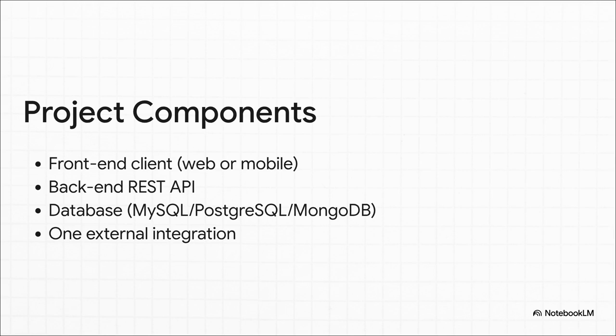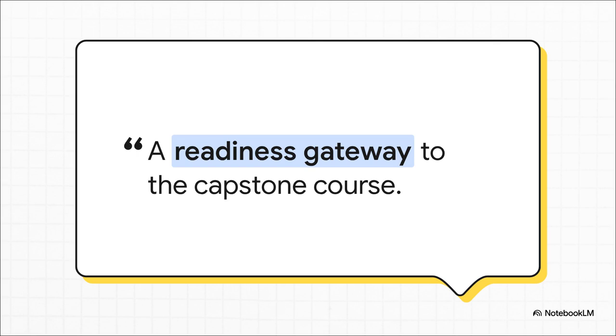Weaving all those diverse pieces together in a Dockerized, cloud-deployed environment, that is the absolute proof that you've mastered this architecture. In fact, the syllabus literally calls this project a readiness gateway to the capstone course. So for the focused learners out there, keep this in mind. Completing this full-stack, multi-system integration project isn't just another homework assignment. It is the absolute, mandatory, final prerequisite, proving you are ready to tackle Capstone Project 1.